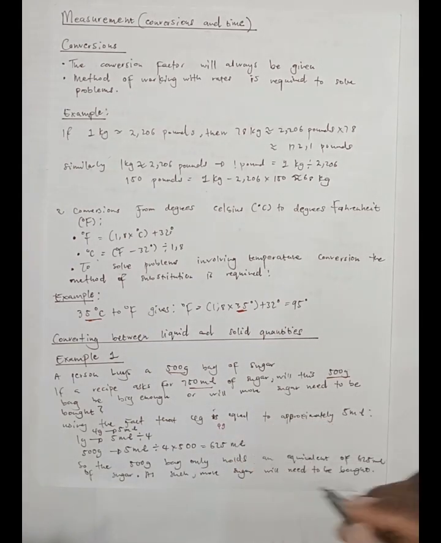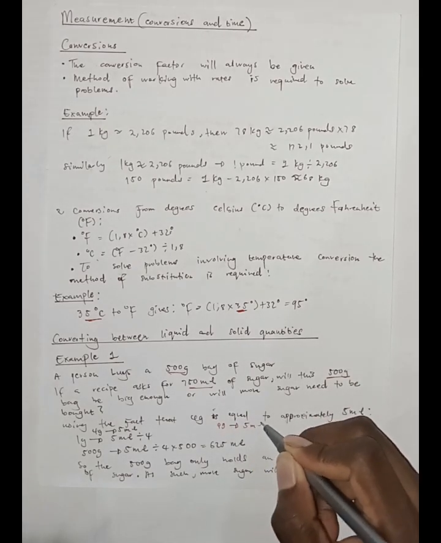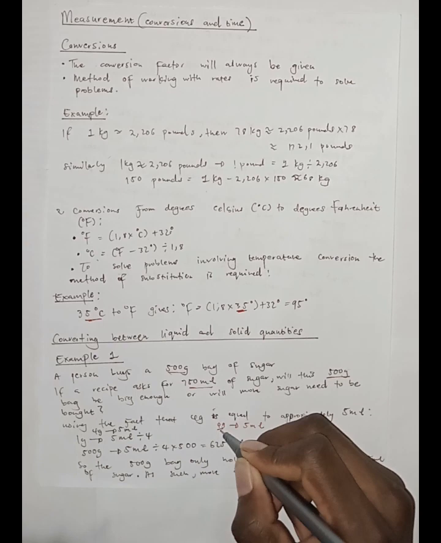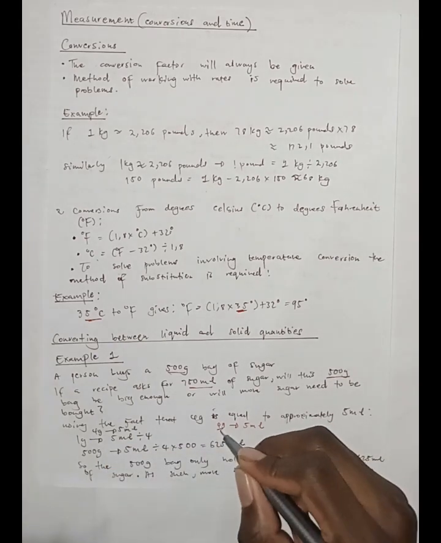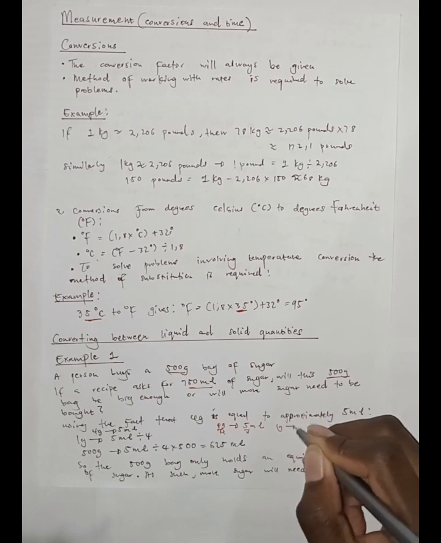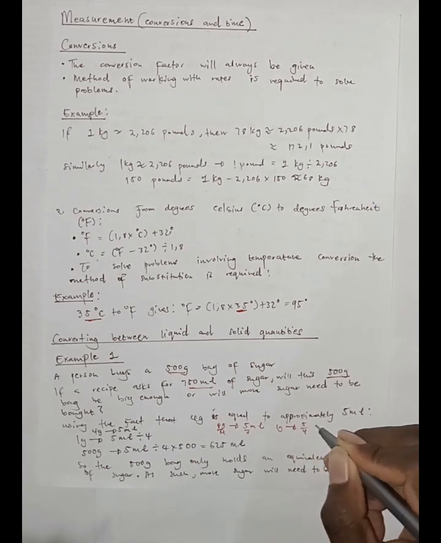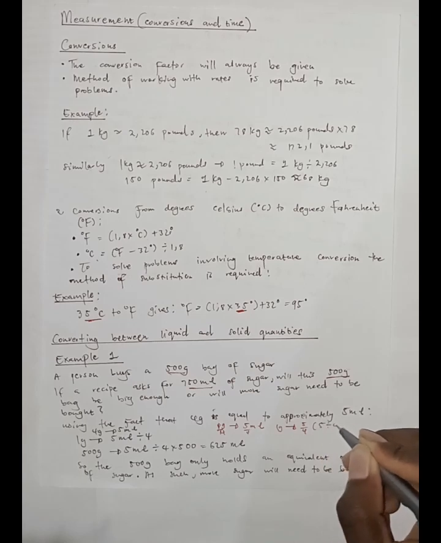They said we're going to use the fact that 4 grams is 5 milliliters. So for 1 gram, you divide by 4 on both sides. Then you will be left with 1 gram equivalent to 5/4, which is the same as 5 divided by 4.